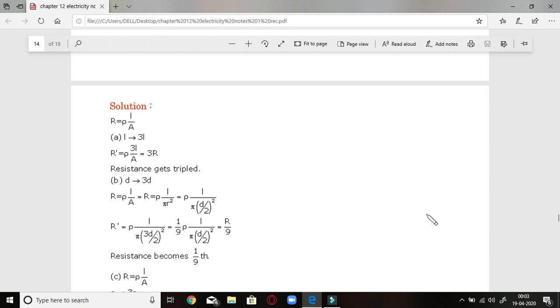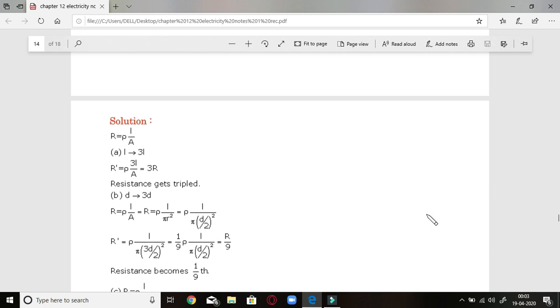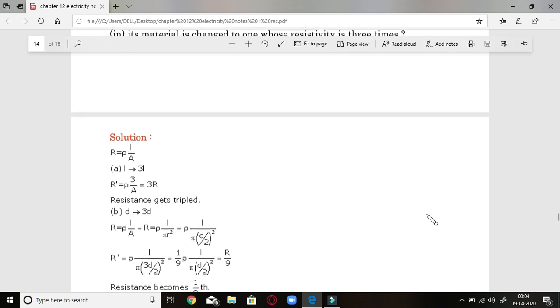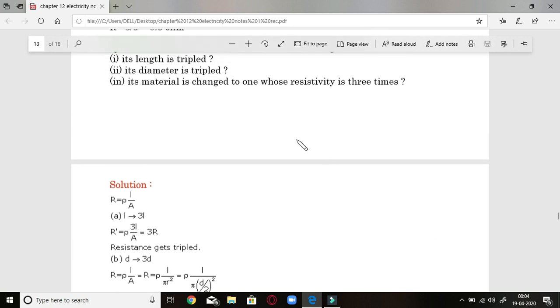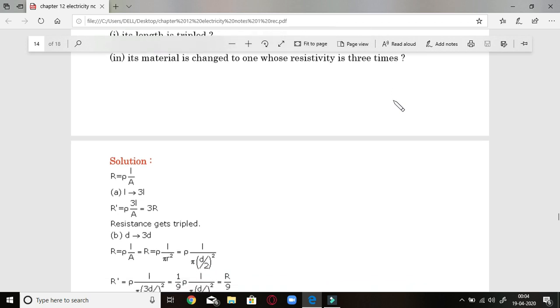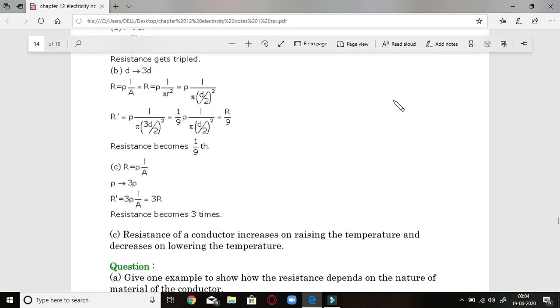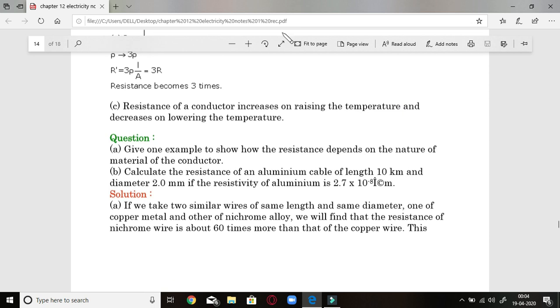So if you increase the area of cross section by 9 times, resistance will become 1 by 9 times. Okay, that is going to reduce. And if the material is changed and its resistivity is 3 times, of course, if you increase resistivity by 3 times, resistance will automatically become 3 times. So you can give it in the numerical form or in the word form also.